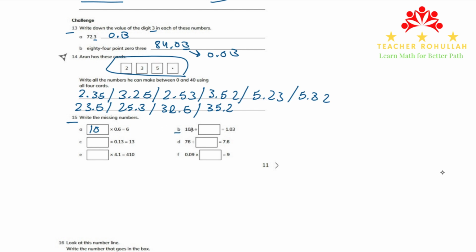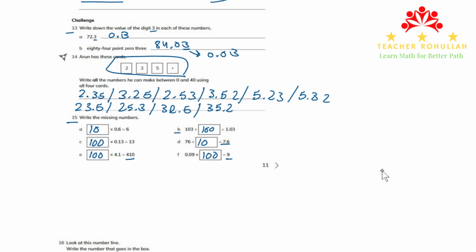In part B, 103 divided by 100 is equal to 1.03. In part C, 100 is multiplied by 0.13 that gives us 13. In part D, 76 is divided by 10 that we got 7.6. In part E, 100 is multiplied by 4.1 that gives us 410. Here in part F, 0.09 is also multiplied by 100 that gave us 9.